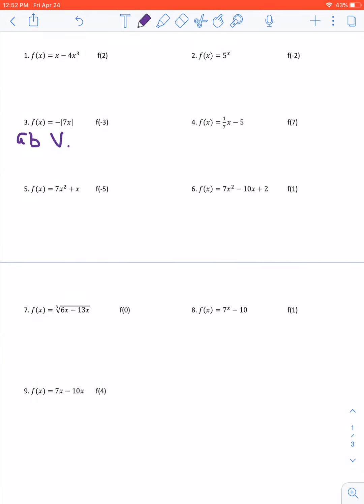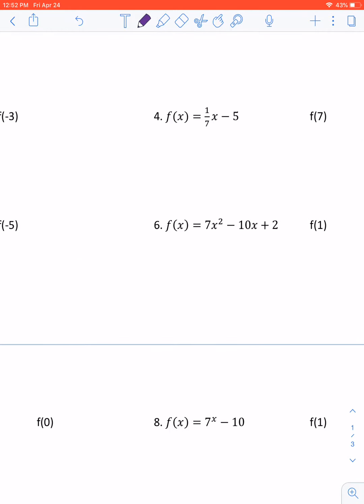Okay. Number 4, remember there's no exponent on a variable, there's an imaginary 1 there. So the highest exponent, or the degree, of number 4 is 1, so this is going to be linear.